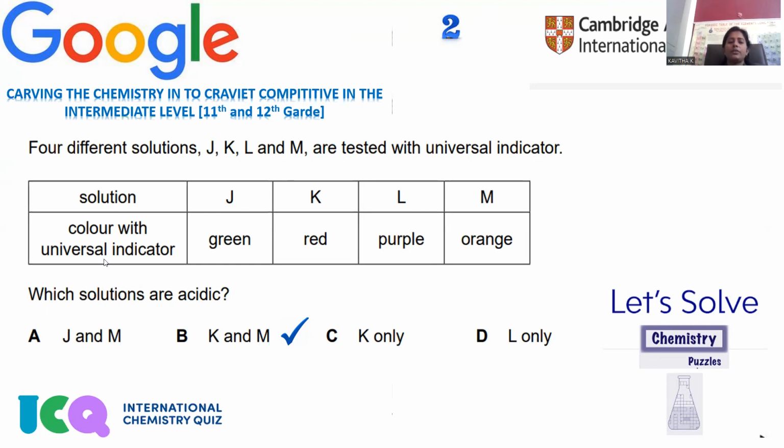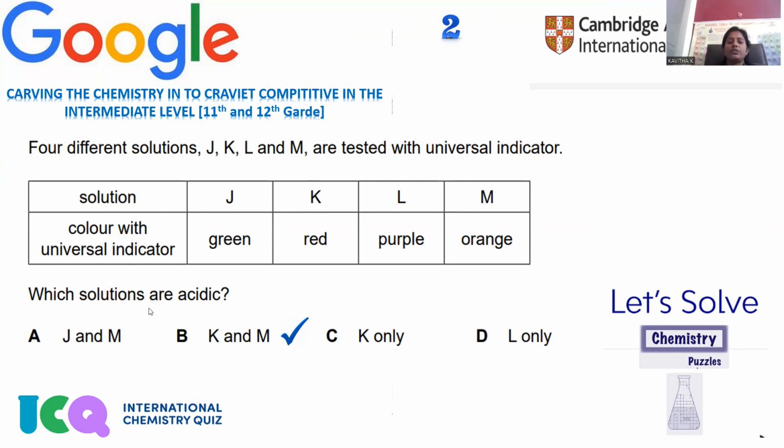Solution, color with the universal indicator. How many solutions do we have? Four solutions are there: J, K, L, M. And individual solutions give individual colors with the universal indicator. Whenever solution J is treated with universal indicator, you get green color, K will give red color, L will give purple color, M will give orange color, right? So these many compounds are there.